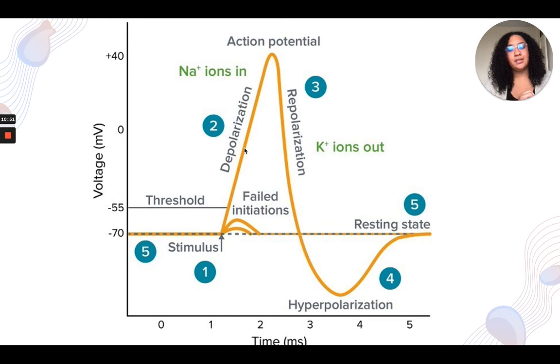Okay, so the signal is traveling, and then all of a sudden there's a stimulus, and that causes depolarization. That means the sodium ions are inside the cell, meaning that it will go to positive on the inside, negative on the outside, and then it will go back to repolarization when the potassium channels open. So the potassium ions are out, so it's going back to a negative voltage, and then sometimes it goes into hyperpolarization and then a resting state.